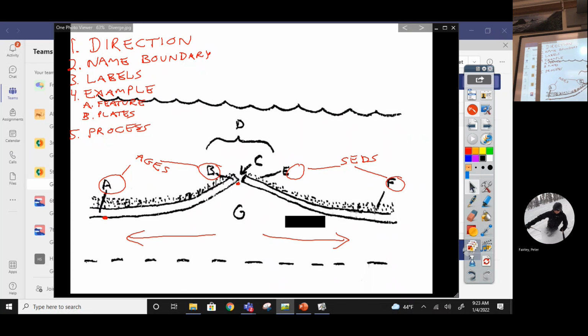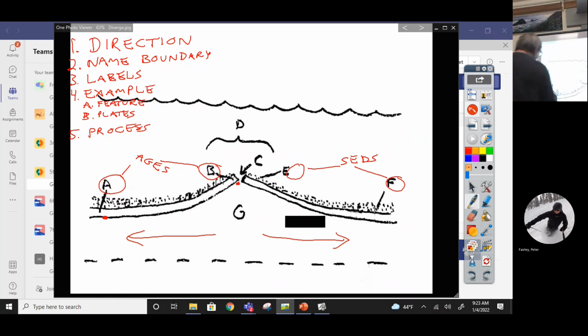Now tell me this. This is not one of the questions you had to answer, but it's something you should know. I want you to compare the age of A to the age of the rock over here at F.